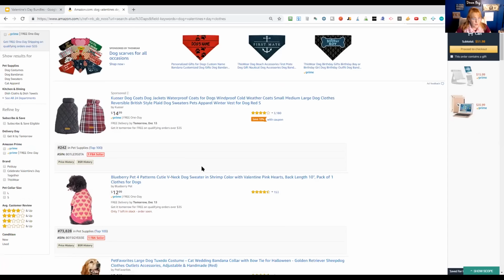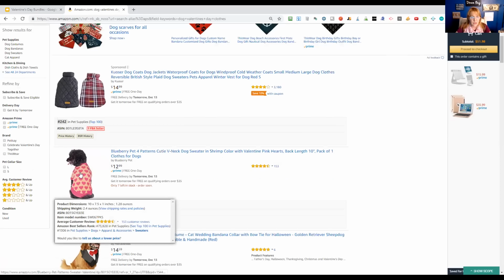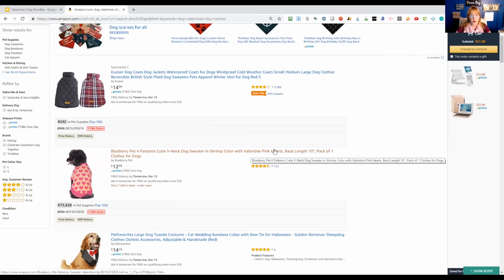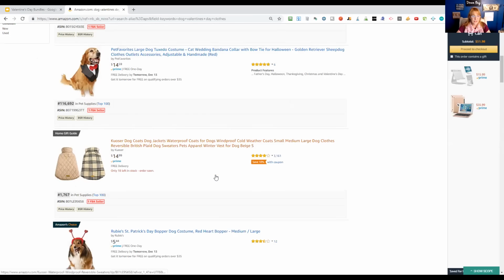So what else are people, here we go. This one ranks 73,000. It's a Blueberry Pet, that must be a brand. Cute little sweater in Valentine pink hearts. So what could you put with this? Let's make it real simple: a 2-piece bundle. How about a little matching hat, or a little matching collar, or little matching pink booties? So make it real simple and improve upon this by adding 1 or 2 things to it. This will just give you some ideas.